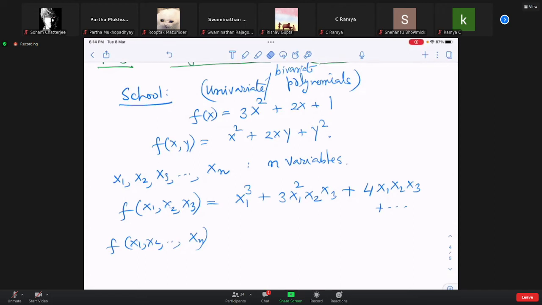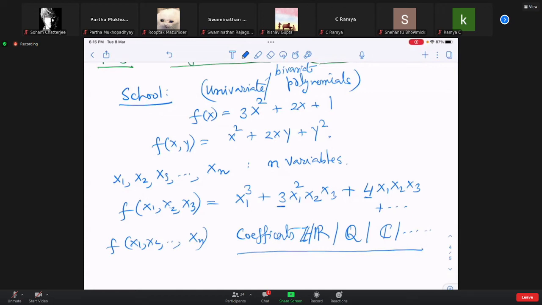These are the multivariate polynomials, and these are the coefficients, like 3, 4. These coefficients could come from anywhere. They could come from the reals, the rationals, or the complex numbers. They could come from finite fields also, but we don't care about that at the moment. It could be just integers also. According to our choice, we can give them the coefficients.